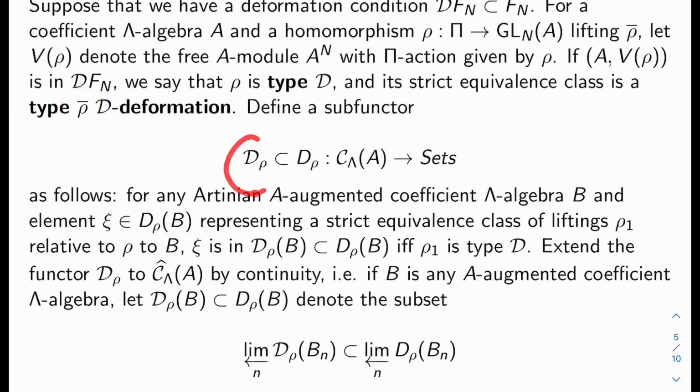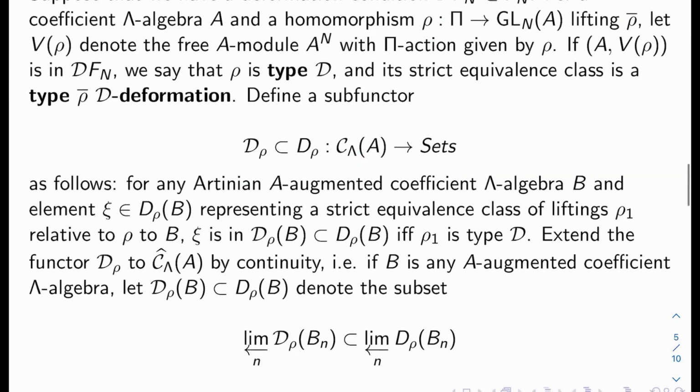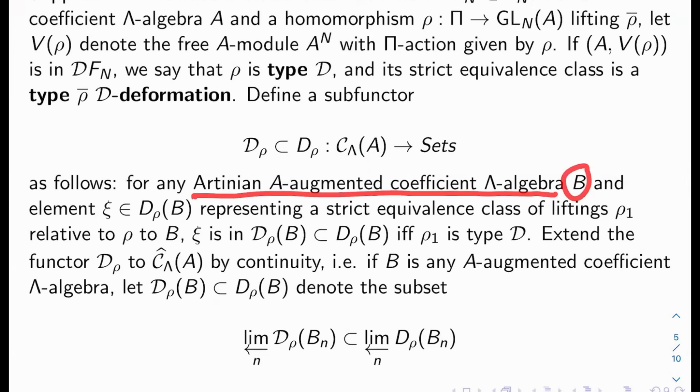Define a subfunctor cal D sub rho inside D sub rho from C lambda A to sets as follows. For any Artinian augmented coefficient lambda algebra B, and any element C in D_rho of B representing a strict equivalence class of liftings rho 1 relative to rho to B, C is in cal D sub rho of B if and only if rho 1 is type D. So it's like the type D deformation problem inside the main deformation problem, in other words. Extend the functor cal D sub rho to C hat lambda of A by continuity.